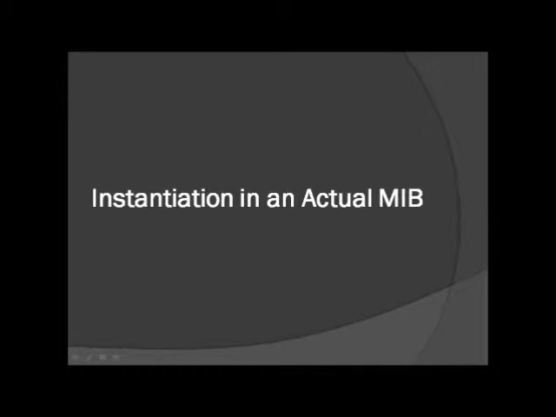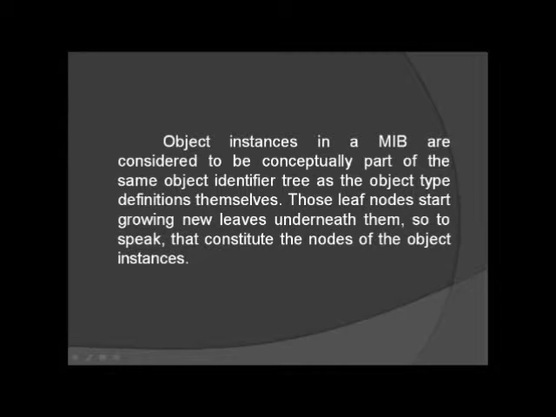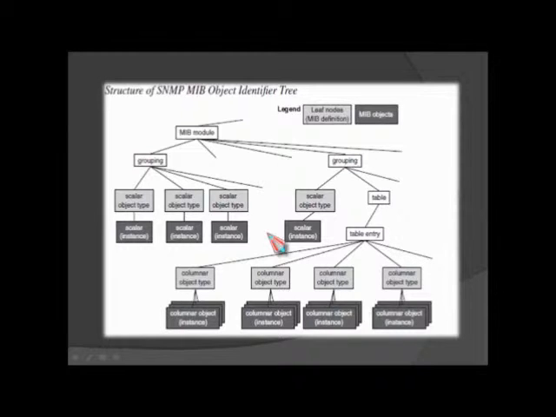Instantiation in an actual management information base. Object instances in a MIB are considered to be conceptually part of the same object identifier tree as the object type definitions themselves. Those leaf nodes start growing leaves underneath them, so to speak, that constitute the nodes of the object instances. In the illustration, every scalar object type has created a new scalar object, and every columnar object type has created a new columnar object. That's the object instantiation principle.